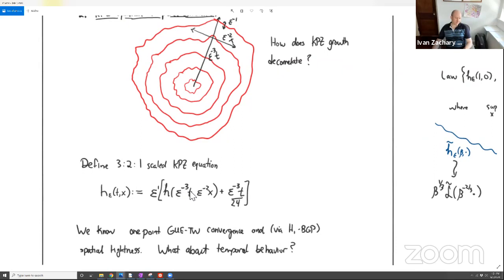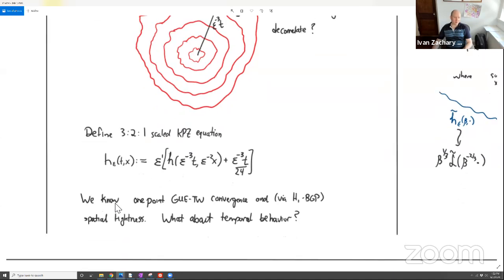So epsilon to the -3 times the time parameter, epsilon to the -2 times the space parameter. I need to center it, and then I scale the whole thing by epsilon to the 1. And this I call H epsilon. This is the renormalized KPZ equation that's supposed to behave universally as epsilon goes to 0. And like I said, what we know is that for any fixed t and x, we know one-point convergence to the Tracy-Widom GUE, or some rescaled version of that.